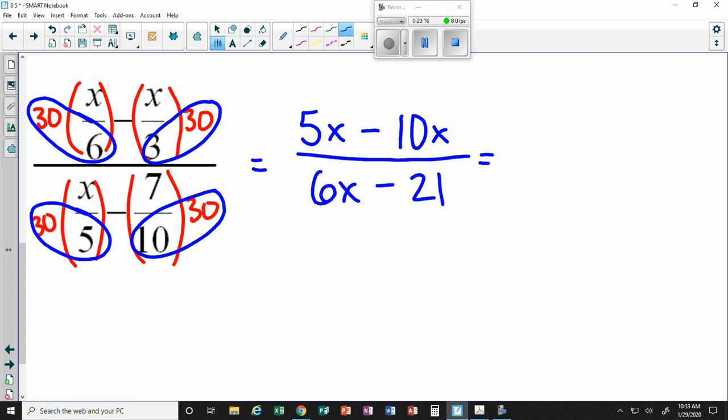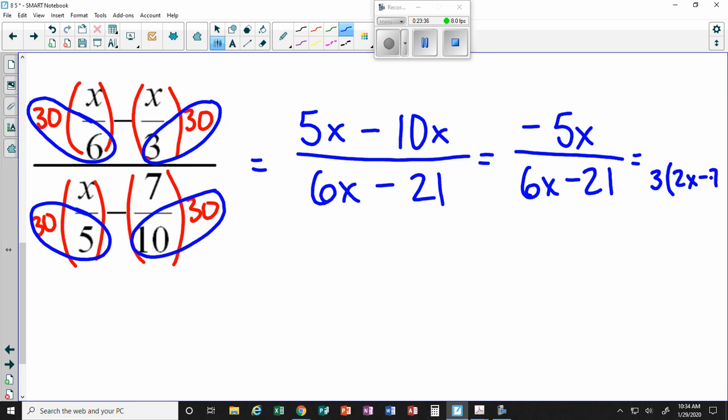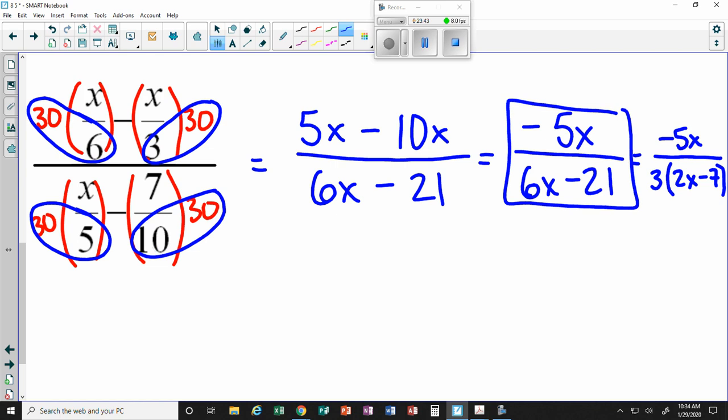So on top, what's 5x minus 10x? Negative 5x. On the bottom, can I simplify that? I got an x term and a constant, so I can't simplify. Well, I could factor 3 out of the bottom. Does that help me at all? 2x minus 7. Negative 5x over that. Can't simplify anything there. So either one of those last two would be appropriate.